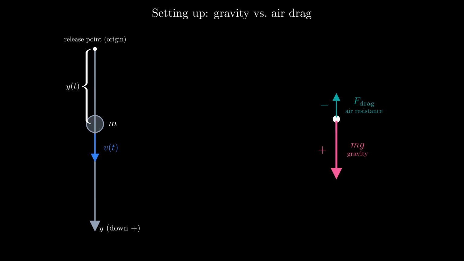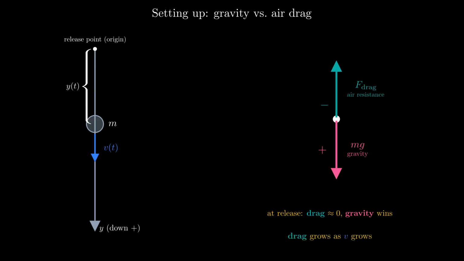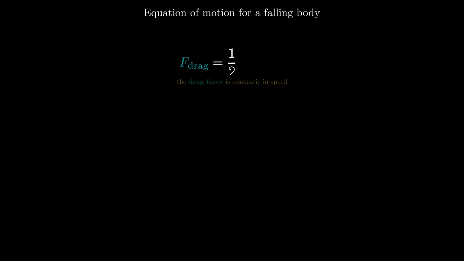Here is the key intuition. At the instant of release, the object is barely moving, so drag is tiny and gravity wins. But drag grows as the object speeds up, and eventually it fights gravity to a standstill. The drag force follows the quadratic drag law. Its magnitude equals 1/2 times the drag coefficient C_d times the cross-sectional area A times the air density ρ times the speed v squared. Notice that it grows with the square of the speed.